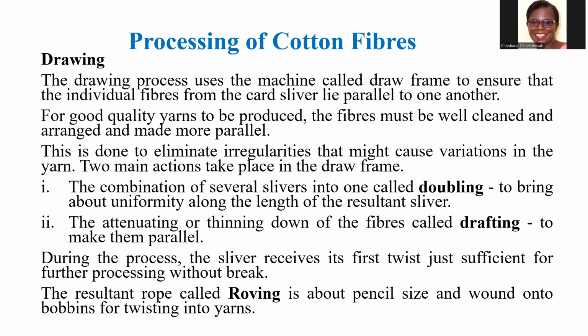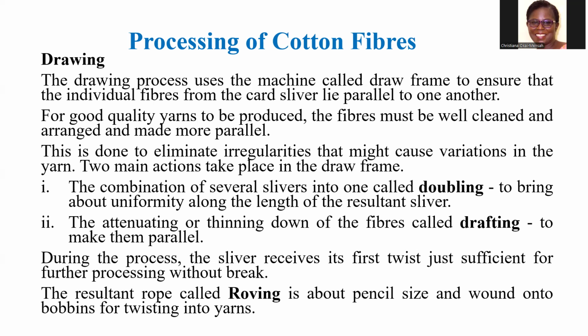So from there, from the slivers, combed or carded, we feed the drawing machine with these slivers. Okay, so the drawing process uses the machine called the draw frame to ensure that the individual fibers from the card sliver lie parallel to one another. For good quality yarns to be produced, the fibers must be well cleaned, arranged and made more parallel. This is done to eliminate irregularities that might cause variations in the yarn.